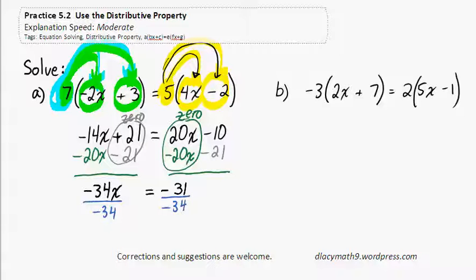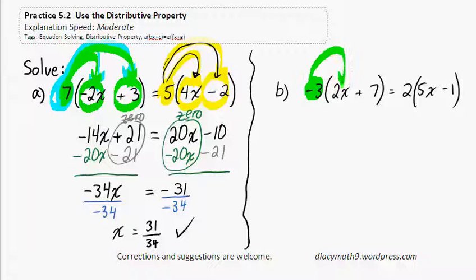Now, 31 is a prime number. So, in fact, this is just about done. There will be no reducing to be done, but I notice both are negative, and a negative divided by a negative is a positive. So the answer here is the ungainly looking, but correct, 31 over 34. Well, let's go over and see how the next one works out.